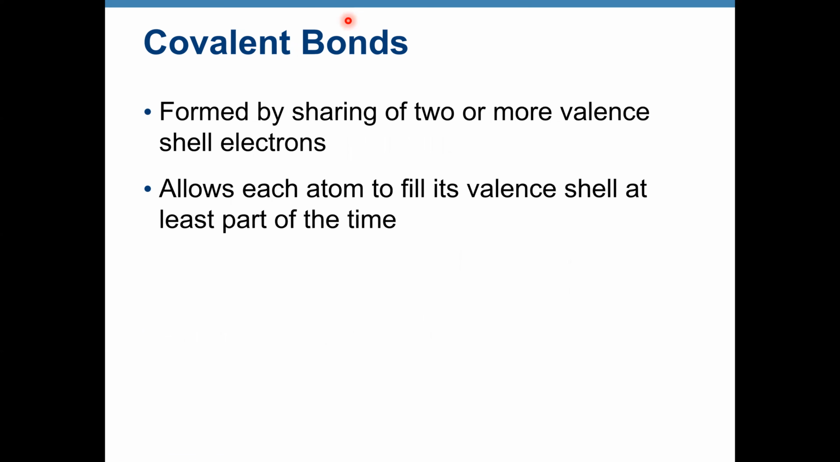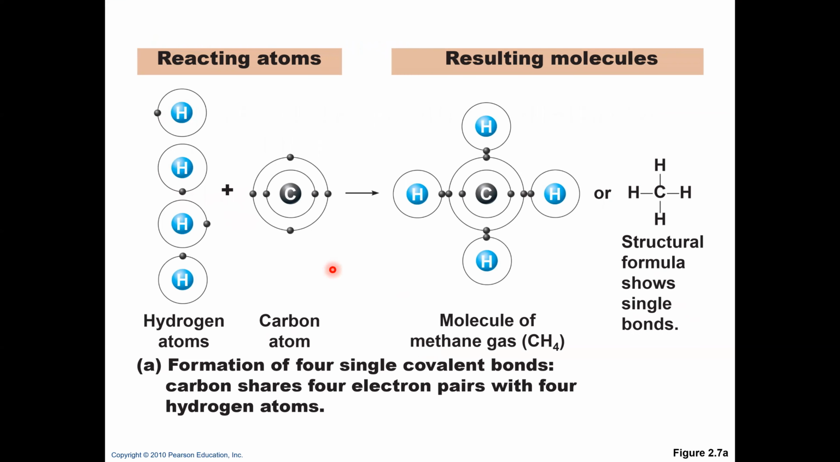Now, covalent bonds. Covalent bonds are formed by sharing of two or more valence shell electrons, and it allows each atom to fill its valence shell at least part of the time. So over here, you can see the formation of covalent bonds. We have hydrogen atoms and a carbon atom. Hydrogen has only one shell, and it's not complete because we need one more here. Hydrogen needs 2 electrons on its shell to achieve this state of noble gas, so to be stable.